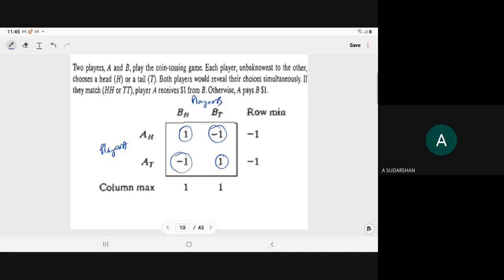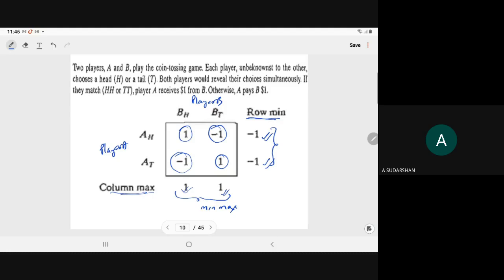Clear how to write the payoff matrix? In general we write the payoff of player A only. Very rarely do we write the payoff of player B. So what is our way to determine the optimal solution? We use the best of the worst. First we select the row min. So the row min is -1, -1. What is the column max? Column max is +1, +1. Now, if it is +1, it means both are the min max. No unique min max.